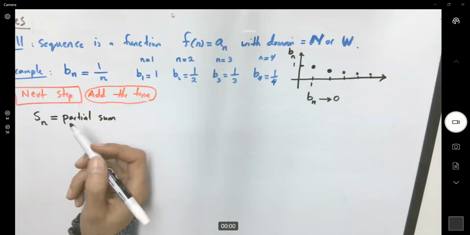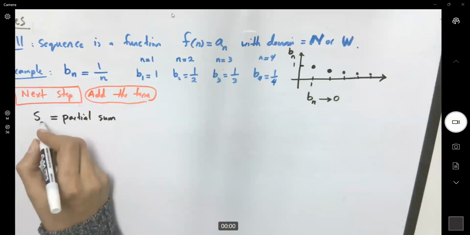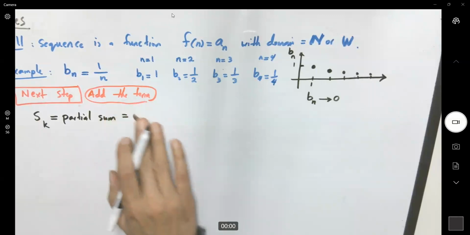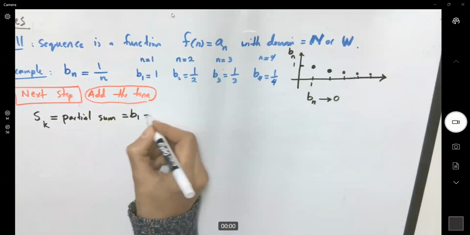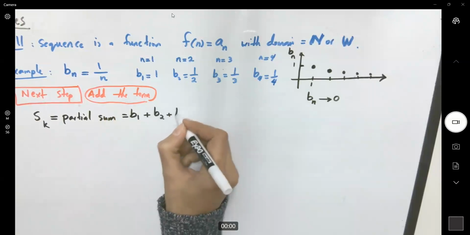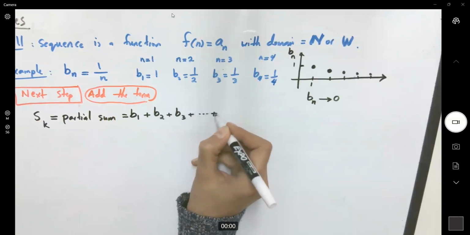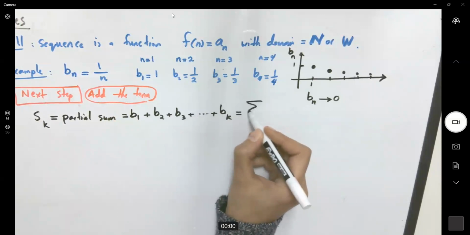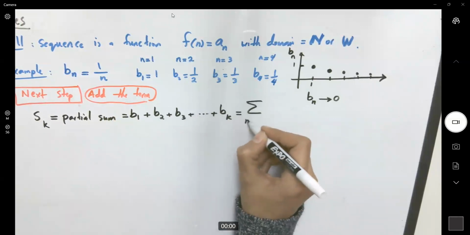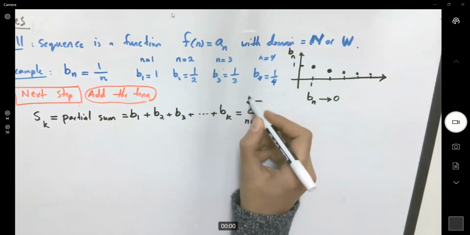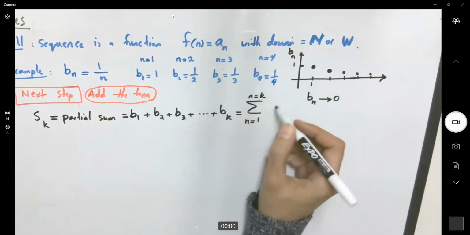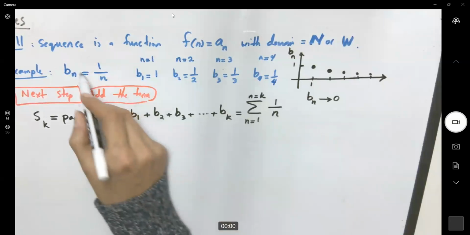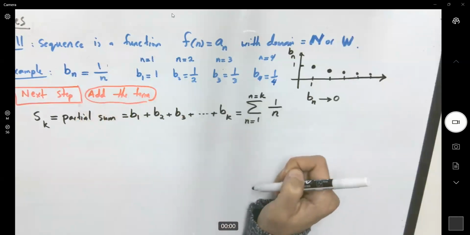You can again change these. S sub n can become, for example, S sub k. It doesn't matter. This is equal to, in this case we have b, so b1 plus b2 plus b3 plus the rest of the terms, and you're going to stop at b sub k. So this can be written as the sum, n starts from 1 and stops at k, and I have the general term, which is 1 divided by n. Just copy the general term from b sub n here.